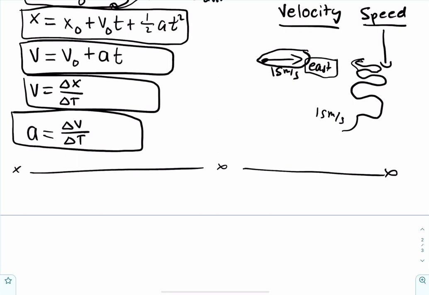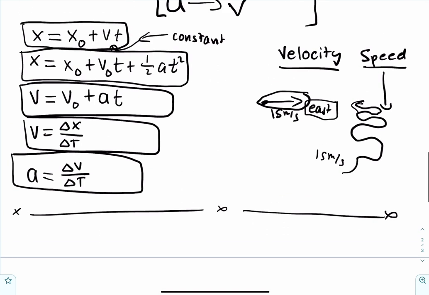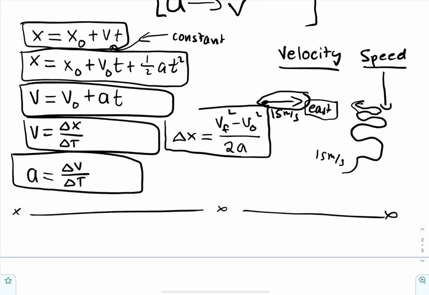Another formula that you should memorize is the change in your position, or how much your position changed, is equal to your final velocity squared minus your initial velocity squared over 2 times your total acceleration over that period. This is a little bit more of a complicated formula, but memorizing it is really helpful and can save a lot of time on your AP exam.